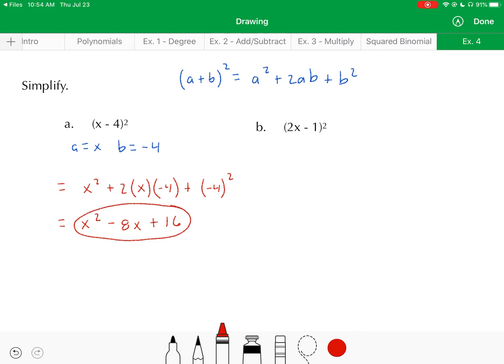Let's try to shortcut it on the second example here. So if I want to take 2x minus 1 to the second power, I'm going to square the first term of 2x. That's going to give me 4x squared. Then I'm going to multiply 2x with -1 and double that result. So 2x times -1 is -2x. Doubling that gives me -4x. And then squared -1, that gives me +1. All right, so notice I got to the trinomial result very quickly by using that formula, that pattern from above.